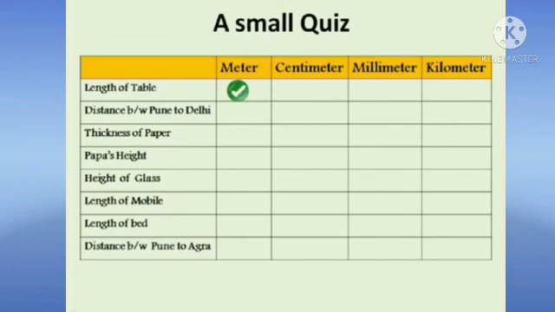For distance between Pune to Delhi, which unit? Yes, kilometer. Thickness of paper, which unit are you going to use? Yes, it should be millimeter. Papa's height, it should be meter. Height of glass, it should be centimeter. Length of mobile, it should be centimeter. Length of bed, yes, meter. Distance between Pune to Agra, yes, it should be kilometer.